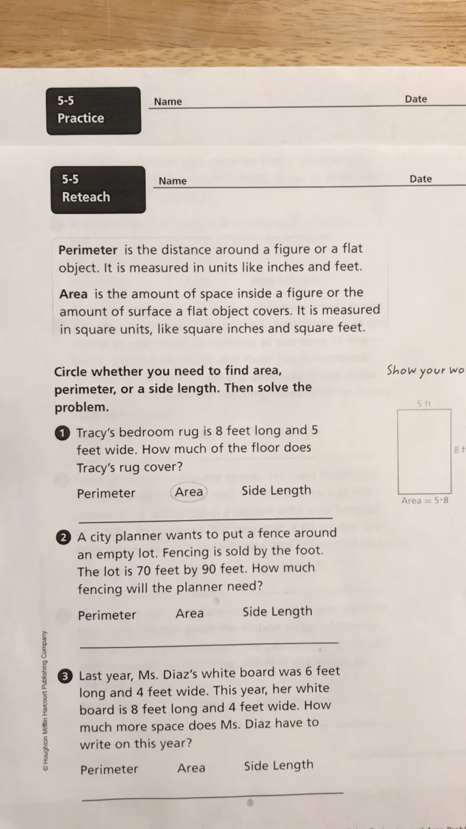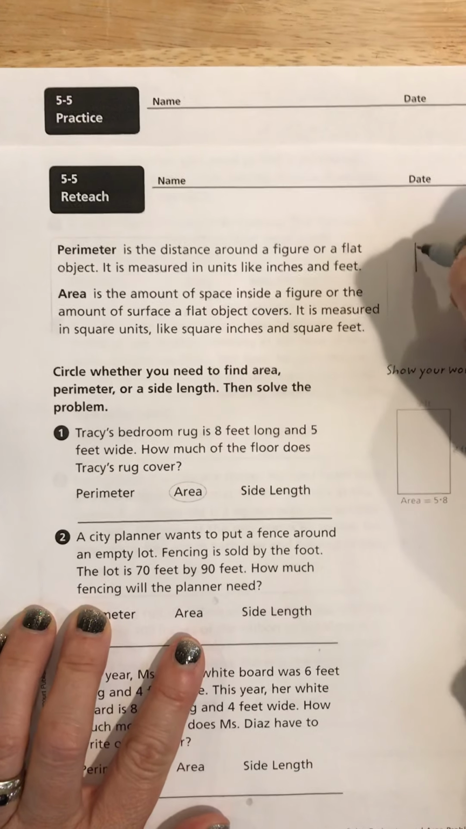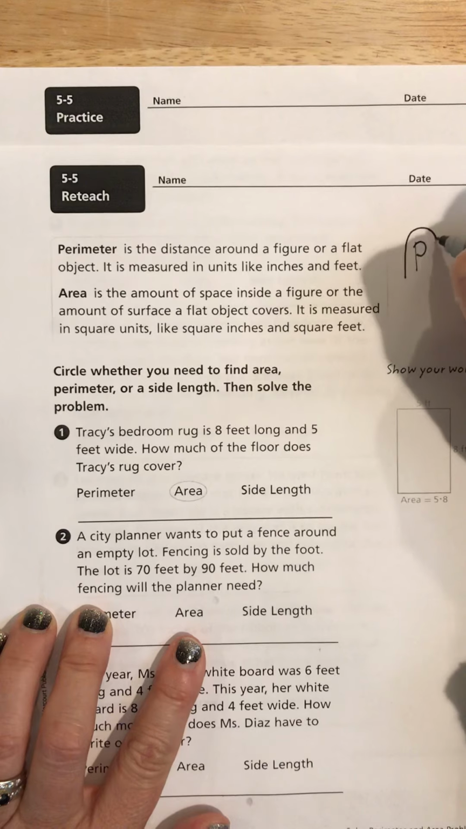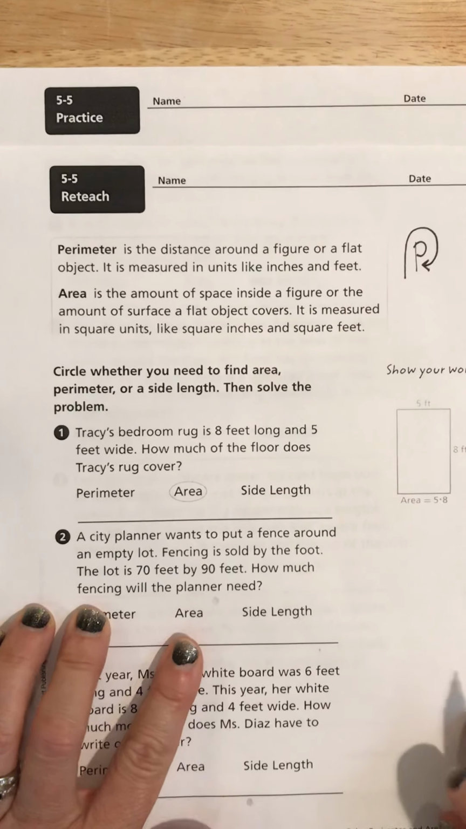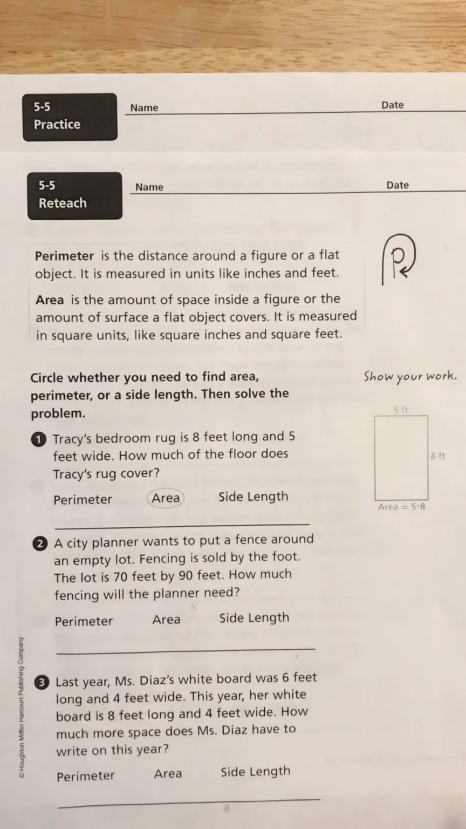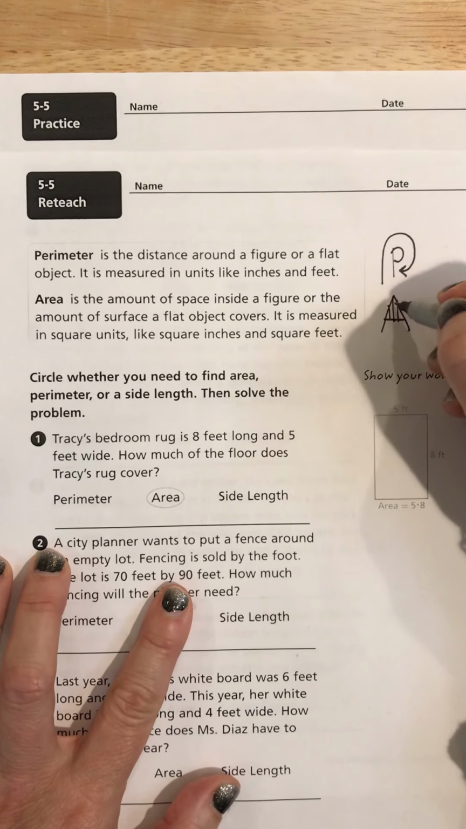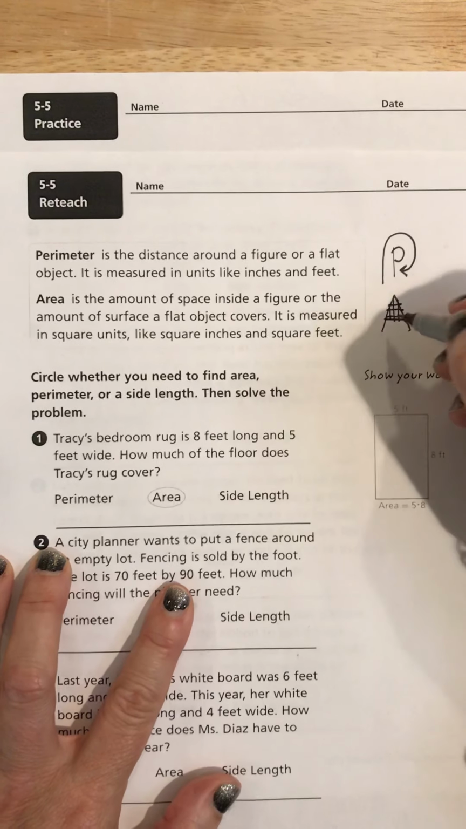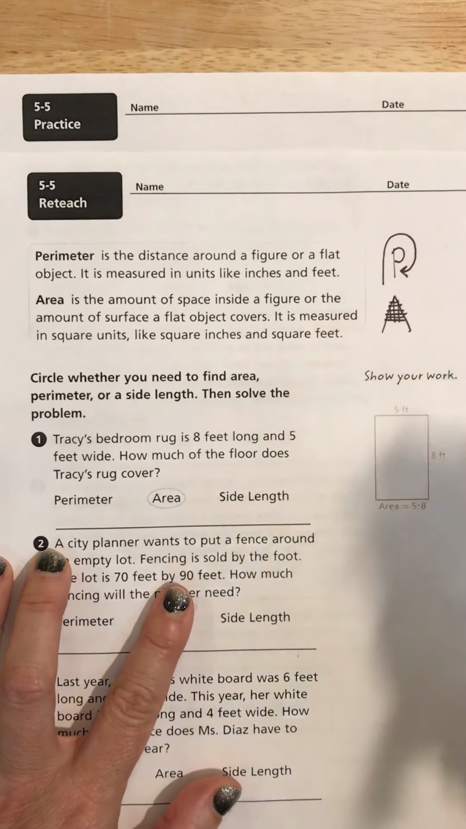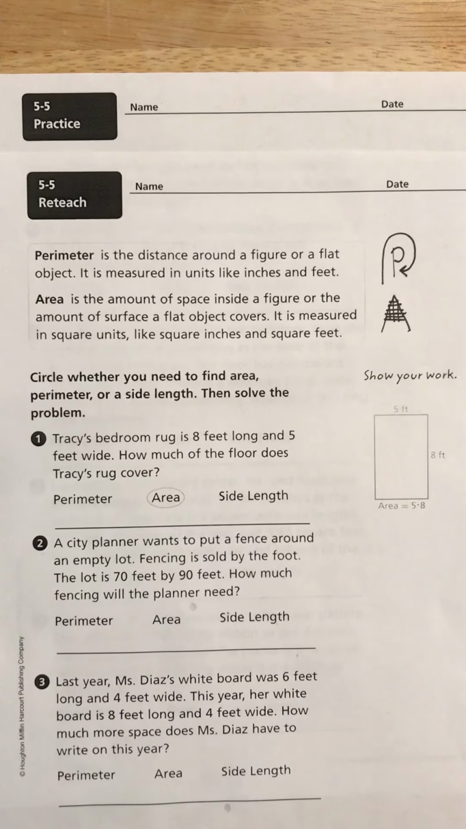All right, so just to refresh your memories, we have some definitions at the top. Remember, perimeter is the distance around a figure. So when we have a letter P, remember we want to go up and around and we want to measure around the outside for perimeter. When we're talking about area, we're talking about the inside, and remember we're measuring it in squares.